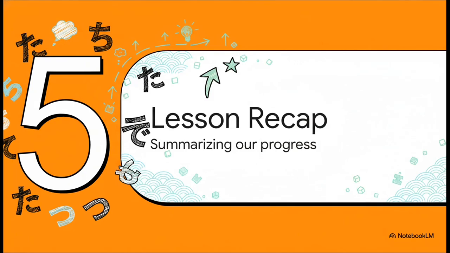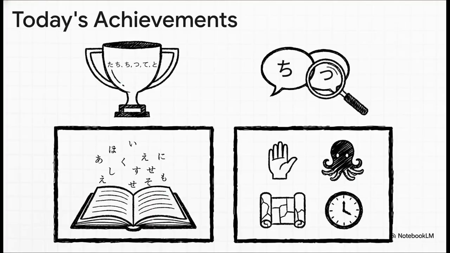We have covered a lot of ground in a pretty short time, so let's just take a moment to look back at all the great progress you've made today. So think about it. Today, you learned all 5 characters in the T row, ta, chi, tsu, te, and to. We really focused on those unique pronunciations, chi and su. You practiced reading by combining everything you know, and you walked away with 4 brand new Japanese words. That is some fantastic work.